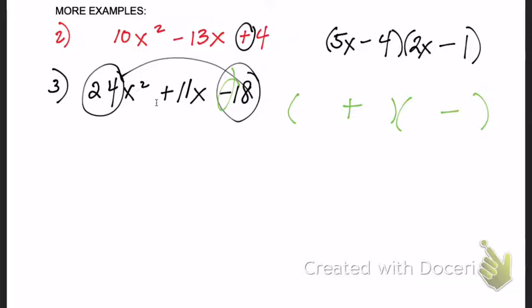Okay, factors of 24. What are the two closest ones? Let's try those first. 6 and 4. So 6x, 4x. Factors of 18. 6 and 3. 18 and 1? No. 6 and 3.